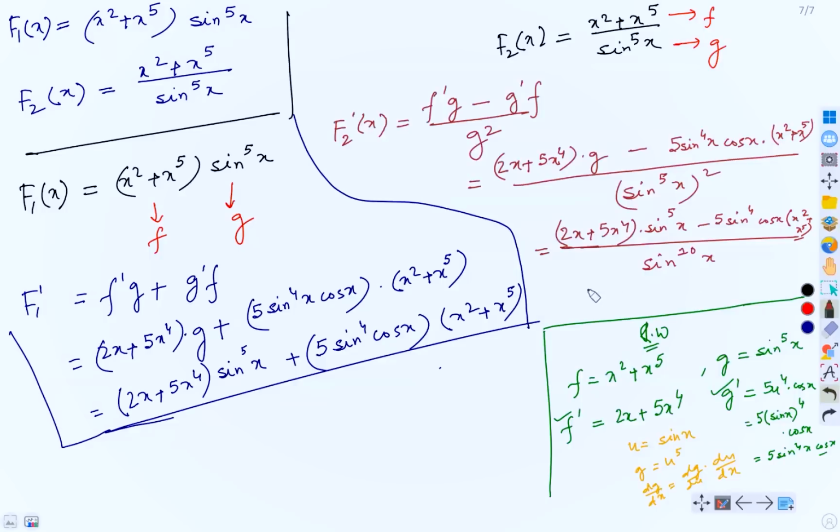So this is a way to solve differentiation when you have a product of two functions or a division of two functions. Let us now solve some general problems based on what we have learned today. We have learned the chain rule, the division formula and the multiplication formula. Together with these, let's work out some numerical examples.